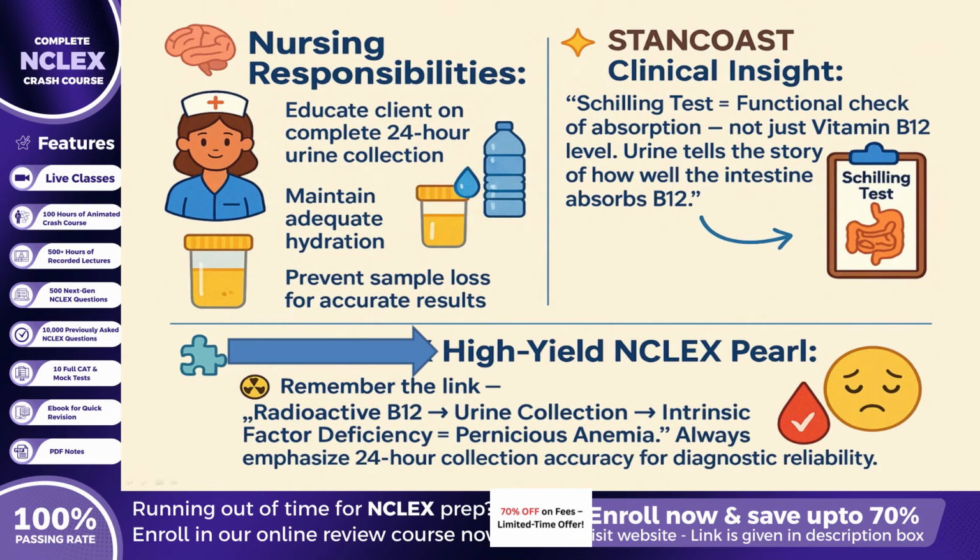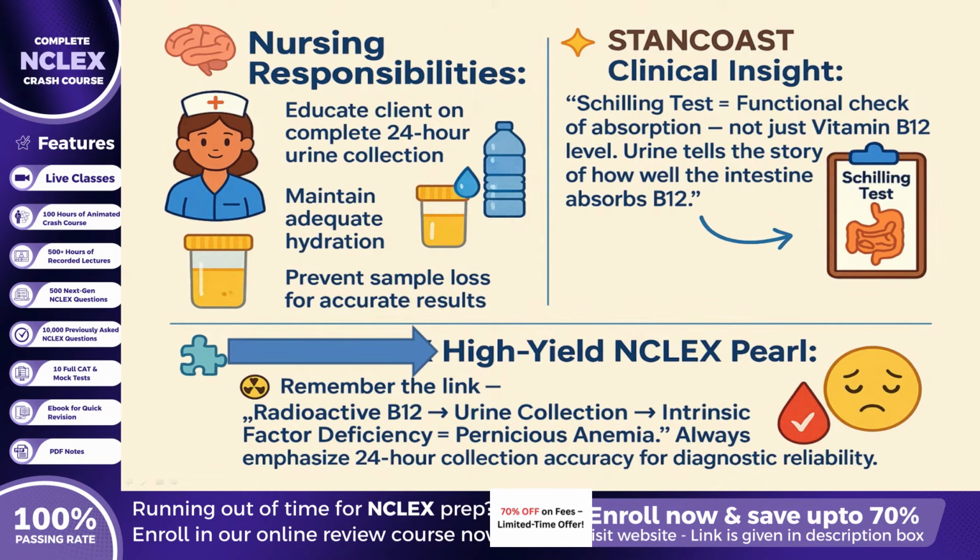Blood, stool, and sputum samples have no diagnostic relevance in this context. Blood may be used for complementary studies such as intrinsic factor antibody testing or complete blood counts, but only the urine specimen in the Schilling test provides the quantitative evidence of vitamin B12 absorption.